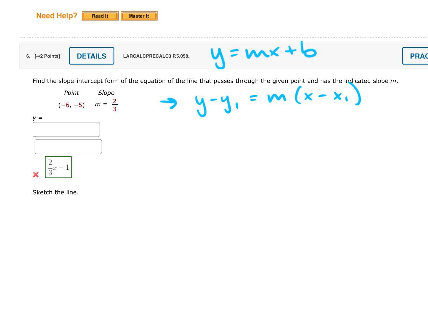I think at this point you guys know them both, but just definitely make sure you remember point slope form, because if it gives you a point and the slope, you're going to want to plug it into point slope form, and then you can rearrange it from here. So y minus negative 5 is equal to 2/3 times x. This would be plus 6. So then you can rearrange your equation.